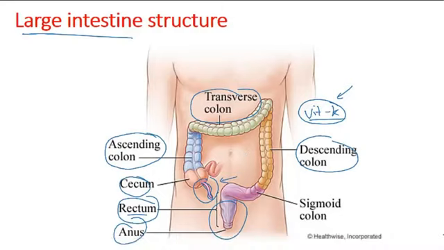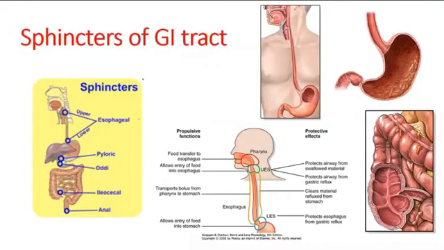Now we will see some other accessory parts of the digestive tract that also help in the process of digestion and absorption of the food. One of such things is sphincters. Sphincters regulate the passage of food from one region of the digestive tract to the next, and then finally it helps the feces get out of the body. So the role of sphincters in controlling digestion is huge.